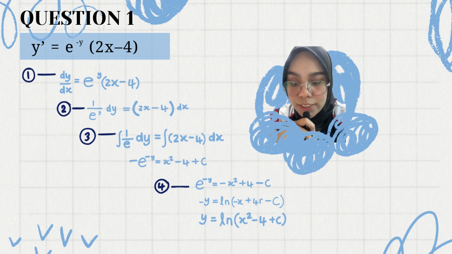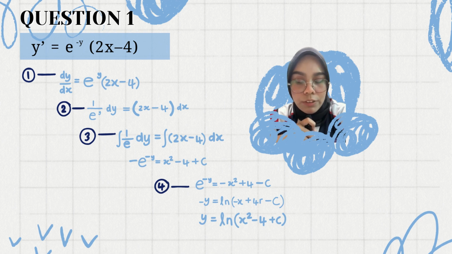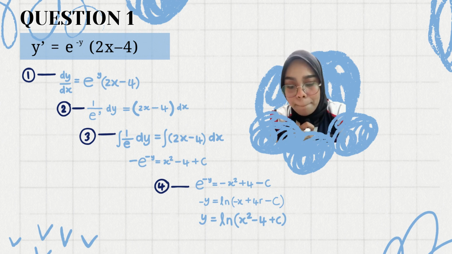Now let's move on to the right side. Integral open bracket 2x minus 4 close bracket dx. The integral of 2x with respect to x is x power of 2, and the integral of negative 4 with respect to x is negative 4x. The right side becomes x power of 2 minus 4x. And don't forget to add the constant of integration c, since this is an indefinite integral. So after integrating, we get e power of negative y equal to x power 2 minus 4x plus c.